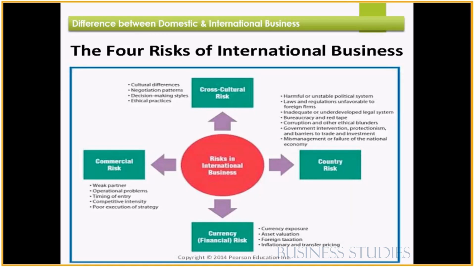The third risk is currency, or you can say financial risk, related to the currency exposure and financial strength of that country. The fourth one is commercial risk, which is related to all the operational risks, or you can say the relationship with the partners in that country, right? So these are the four major risks of international business, each of which we are going to cover in a separate chapter.